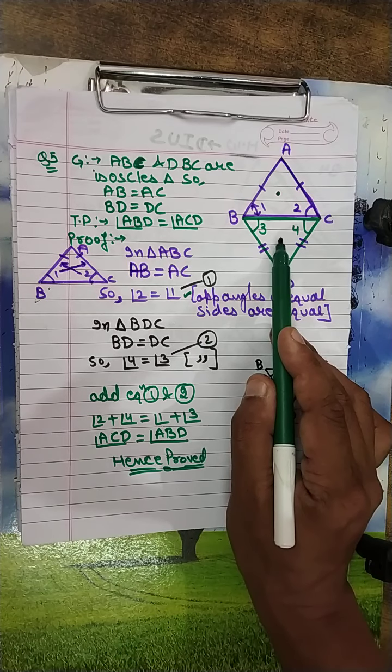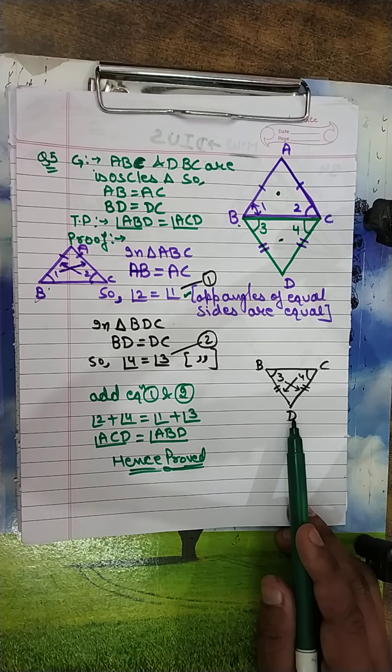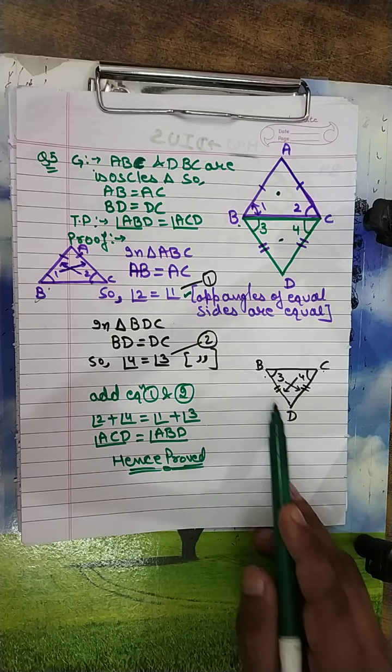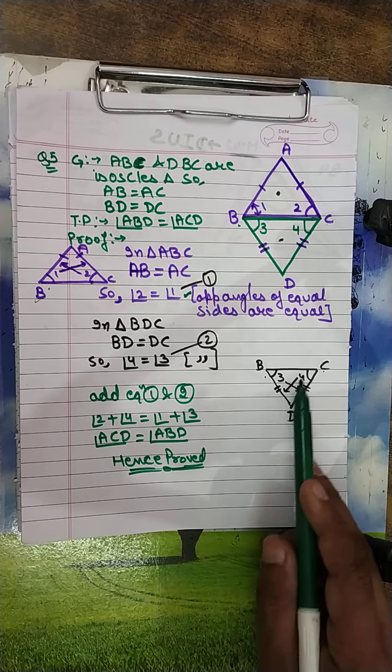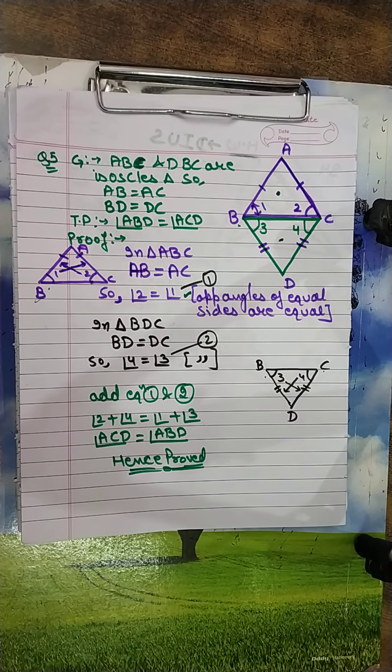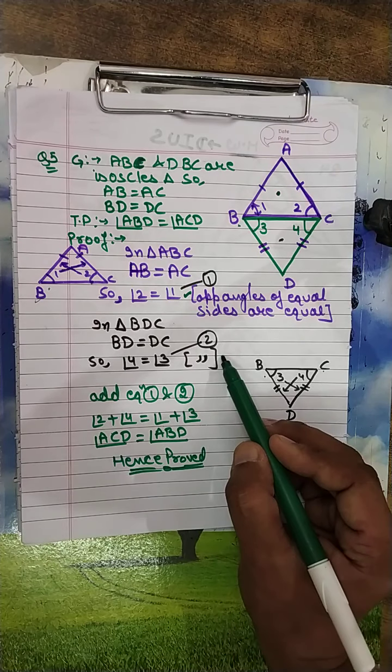In the lower triangle BCD, BD equals CD, so their opposite angles are equal. Angle 3 equals angle 4.